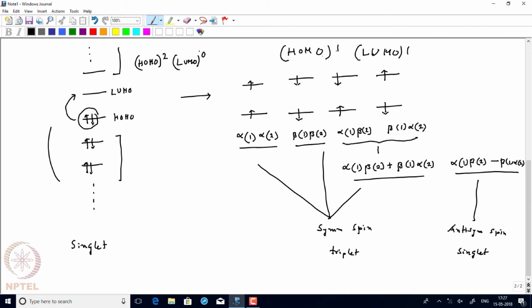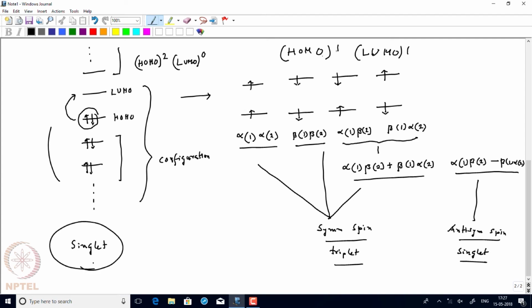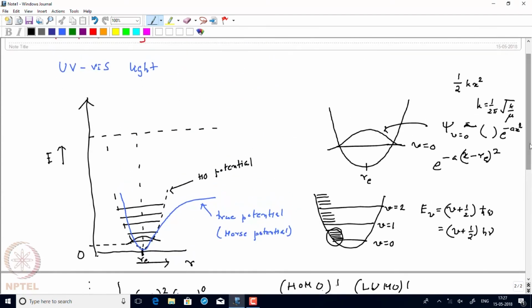So you promoted one electron to the LUMO, but as we see, this actually corresponds to two different electronic states. So this is basically a configuration, and a particular configuration forms a state, which is a singlet state. The ground state, we said, is a singlet state. So what we are representing here is basically the state of the molecule. Now every state of the molecule also has some energy level, in the sense that now it is a singlet electronic state, and this singlet electronic state has a vibrational manifold.